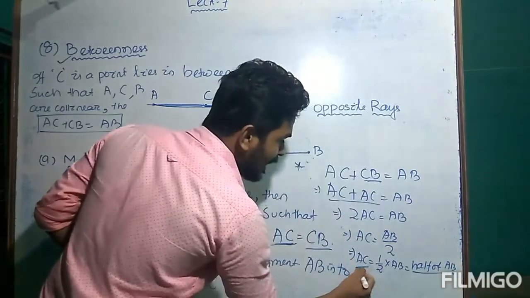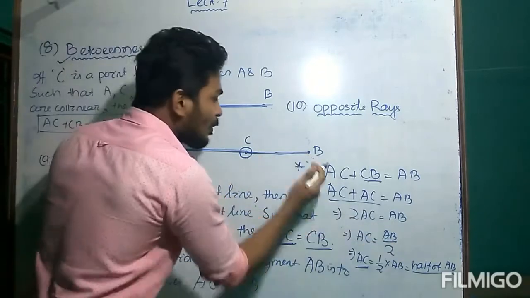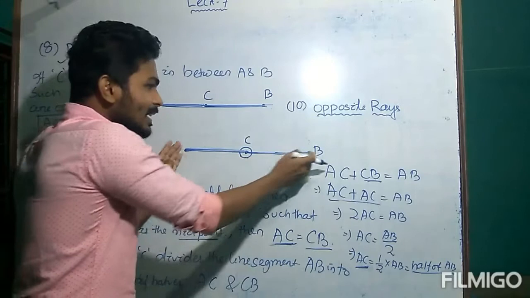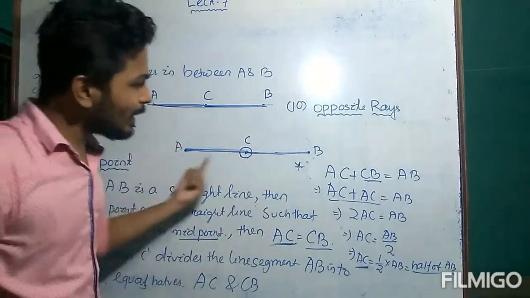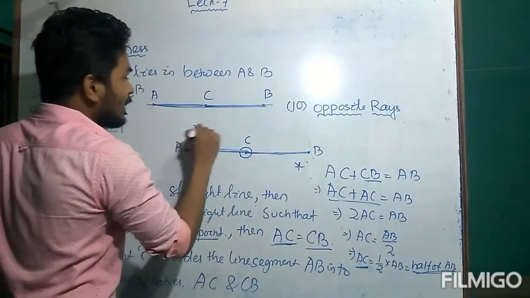Okay. So what is the length of AC? Here the length of AC is half of AB. It is proved now that the length AC is the half of the distance of the total line segment AB. It is proved here.